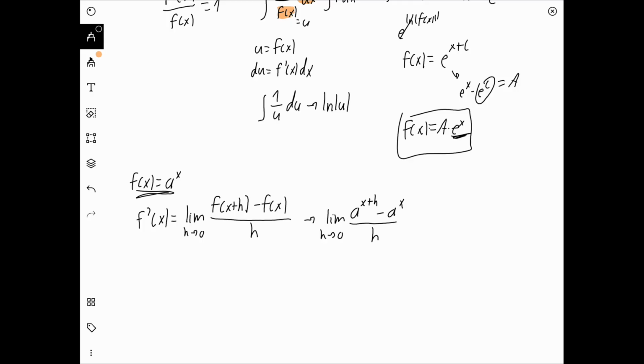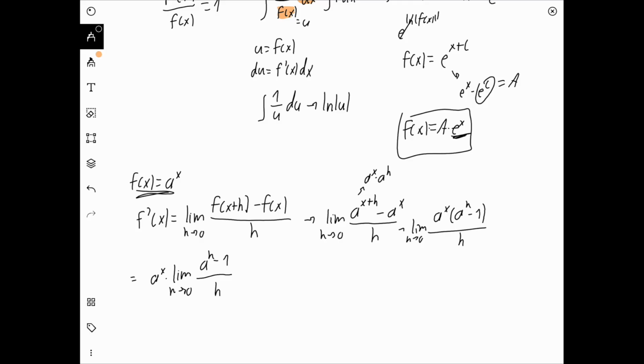And now, because a to the x plus h is just a to the x times a to the h, we can factor out a to the x to get a to the h minus 1 over h. Of course, this is all in the limit. So now this will equal, let's take a to the x out of the limit because it doesn't include any h. So a to the x will not be affected by this limit as h goes to 0. So we can take it out, and then we get times the limit as h goes to 0 of a to the power of h minus 1 over h.